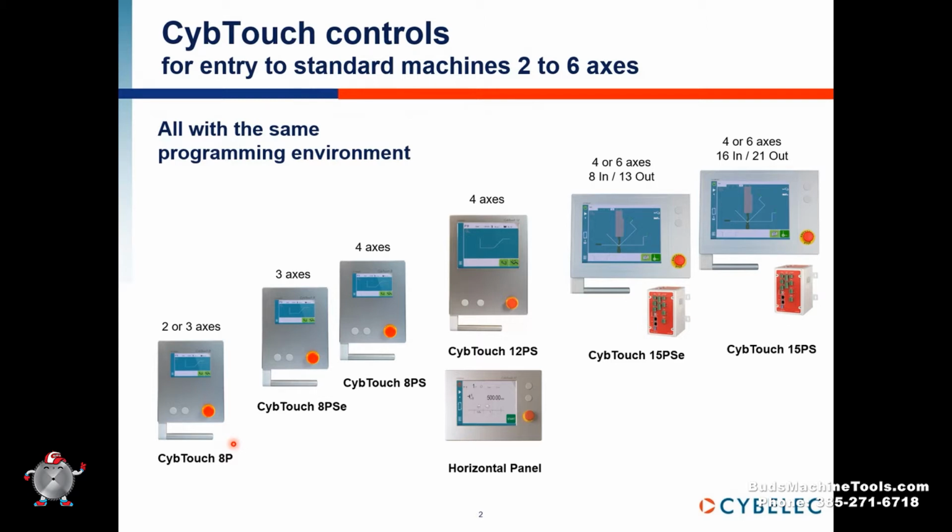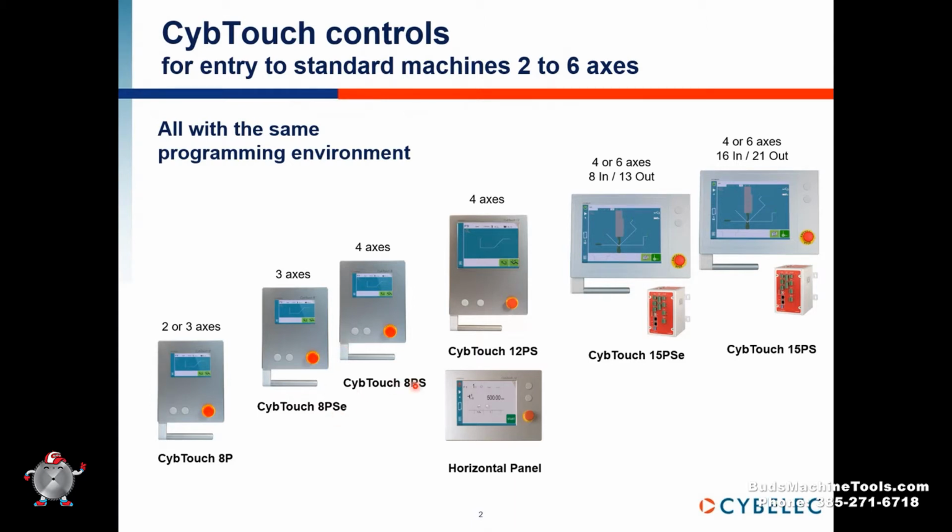Then we have Cybtouch 8 PSE. PS stands for synchronized press brake, which means in that case we have Y1, Y2. So we synchronize the beam with 2 cylinders, and we also manage one electrical axis being X-axis. So that's the backgauge front and back.